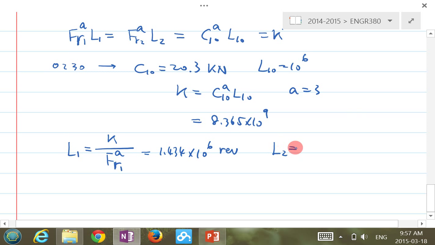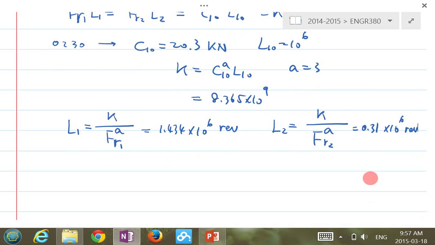Similarly for L2, it's capital K, the full damage, over FR2 to the power of a. And this is approximately this much. So if you subject the bearing to FR1 or FR2 only for as long as you could, this is the number of cycles you would get before failure.